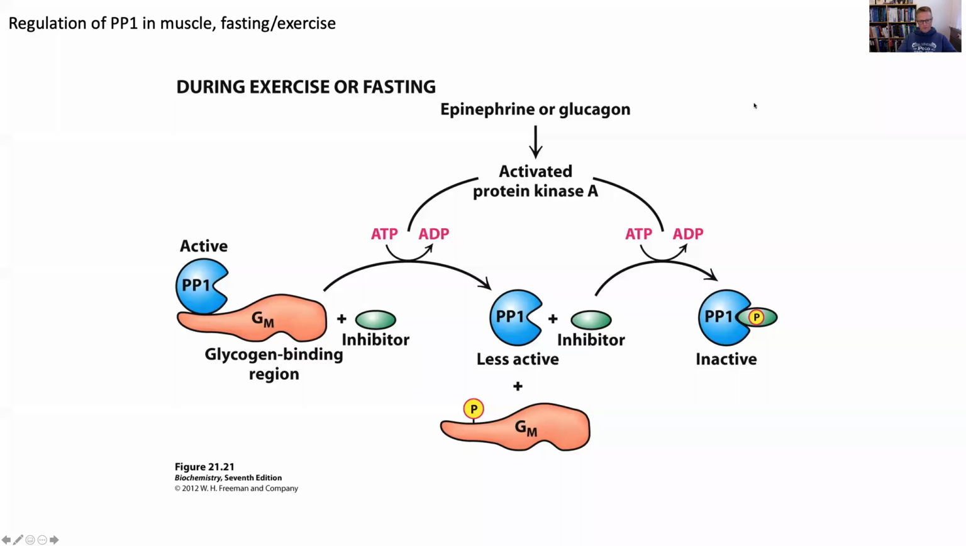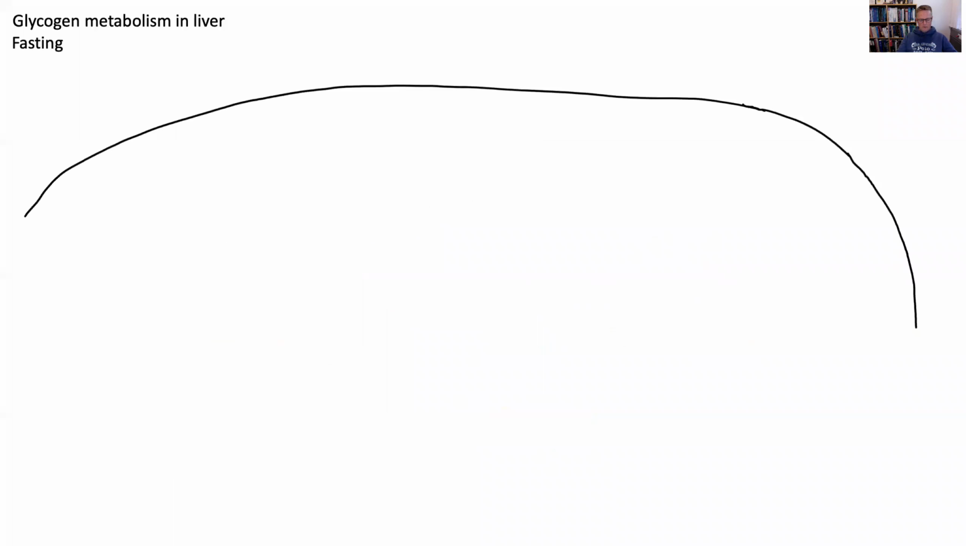So we, of course, also have to understand what happens in the liver. So we have now looked at how glucose metabolism is regulated in muscle cells, but in liver, we see some of the same mechanisms as we saw in muscle, but there are also other mechanisms that are a little bit different.